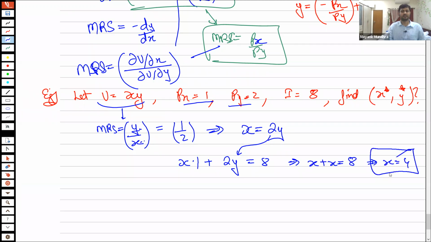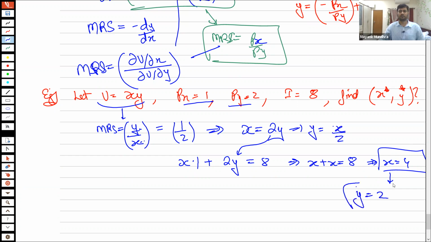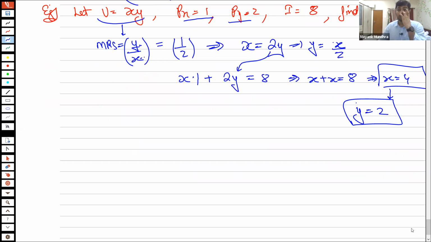So since x is equal to 4, y should be equal to x by 2. So that is how we can do these problems.